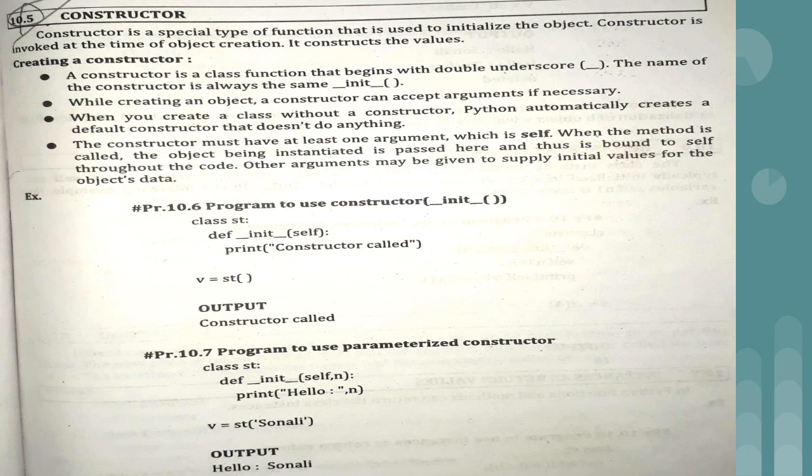Whenever we want to create the constructor function, it should begin with double underscore, then init, and again double underscore and round brackets. While creating an object, a constructor can accept arguments if necessary. If it is a parameterized constructor, then only it will accept the arguments. When you create a class without a constructor, Python automatically creates a default constructor. It's similar to other programming languages.